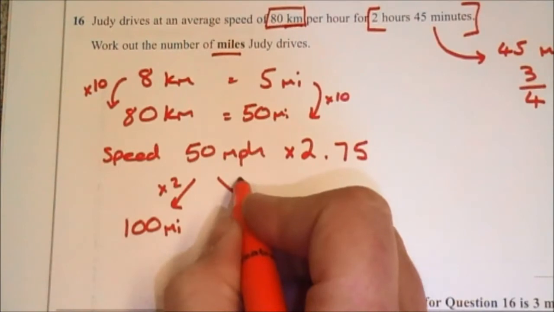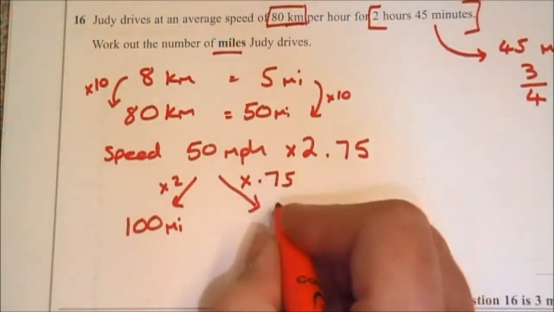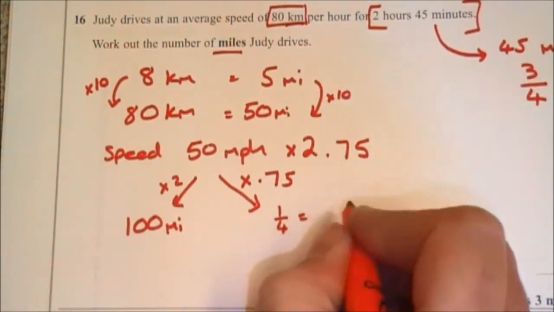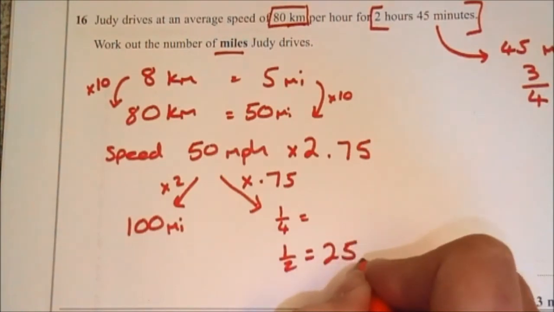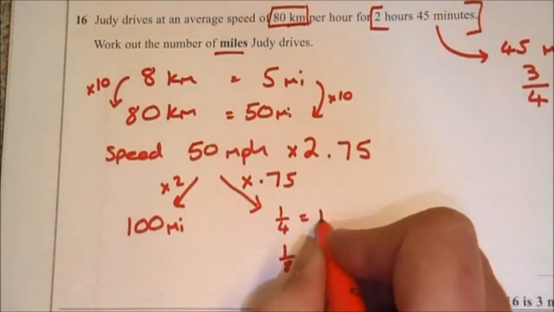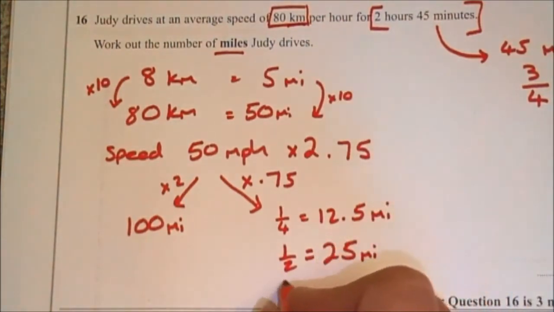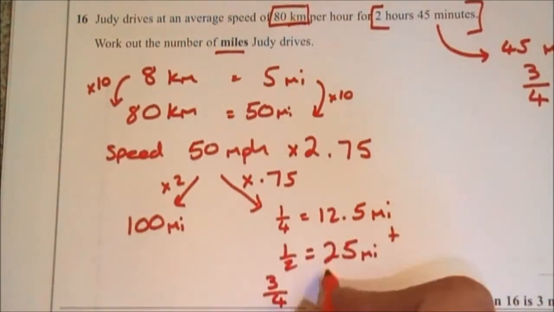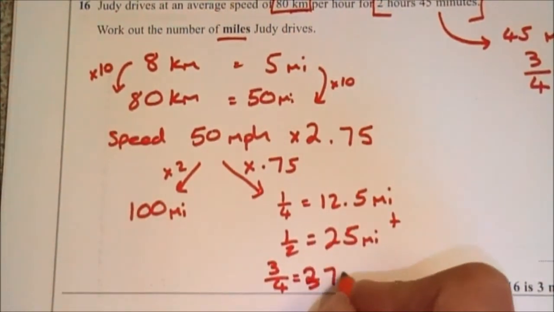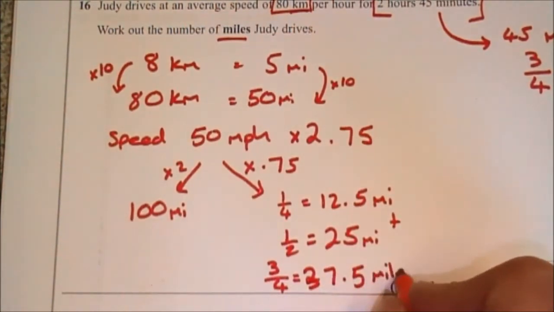And then let's do 50 times by that 0.75. To get to 3/4, first I need to find 1/4 of 50. I'll have to go through a half first. Half of 50 is 25 miles. A quarter would be 12.5 miles. So 3/4 is going to be 1/4 plus a half. It's going to be 37.5 miles.